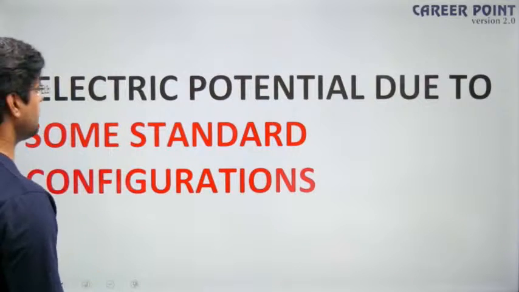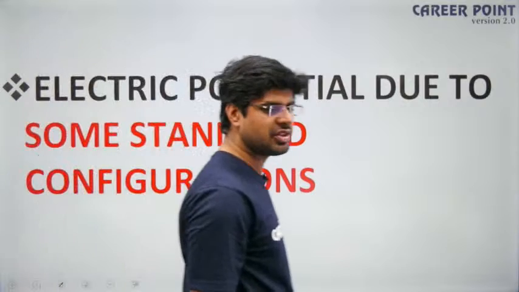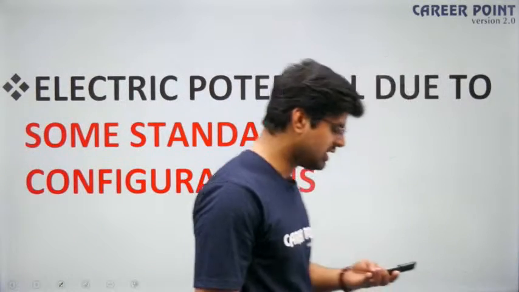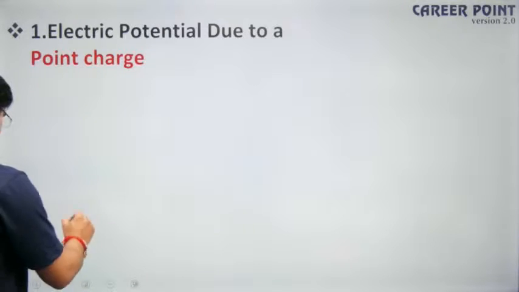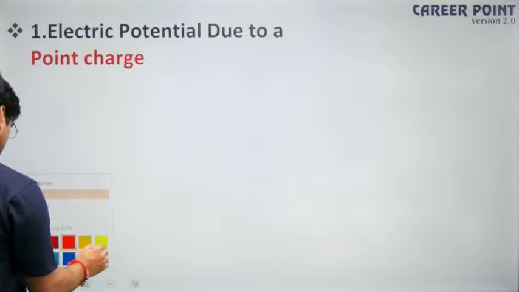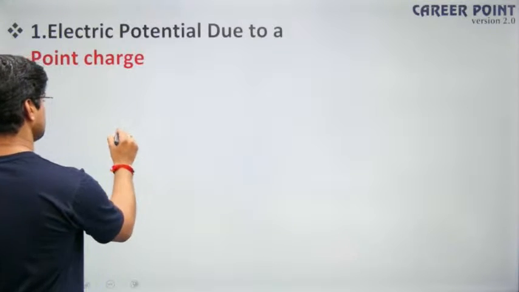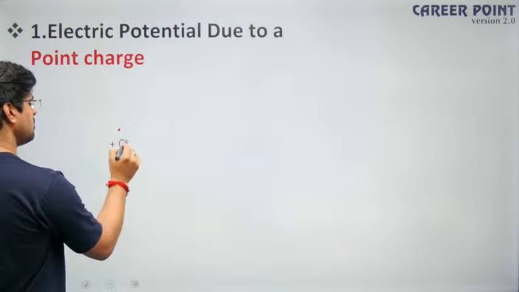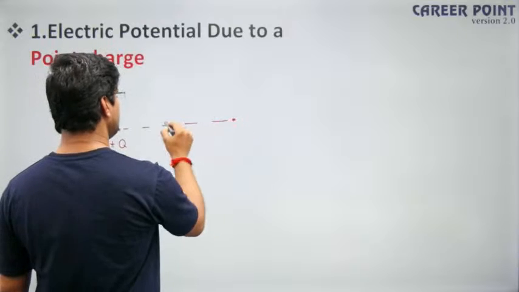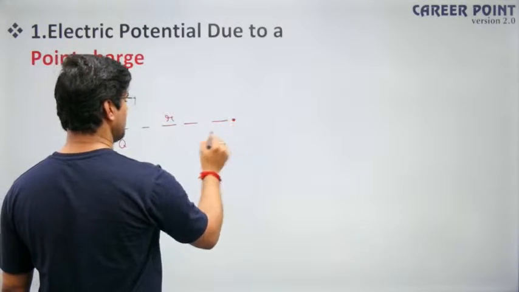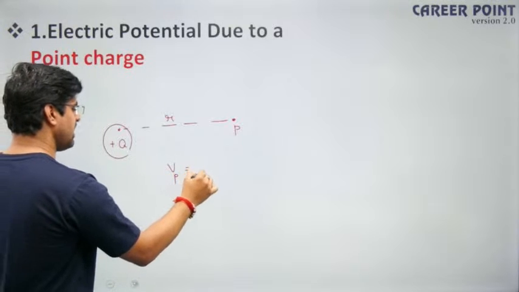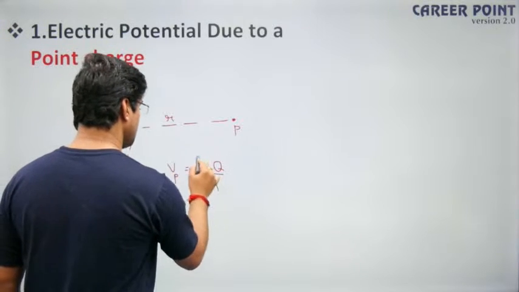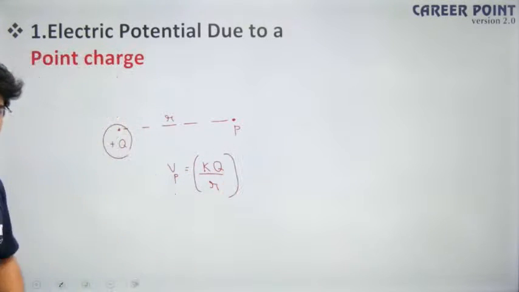Now let's find out electric potential due to some standard configurations. What are the possibilities? If we have to find electric potential due to a point charge, we have already expressed it. If this is plus Q, potential at any distance r away from plus Q at point P is given by Vp equals kQ by R. Just now we have expressed it in the previous slide.